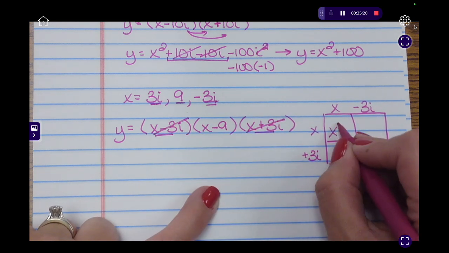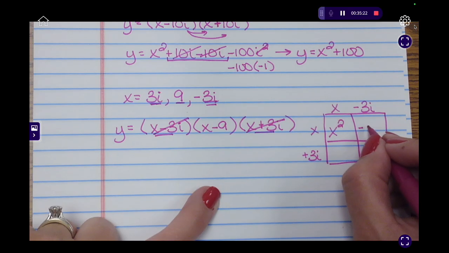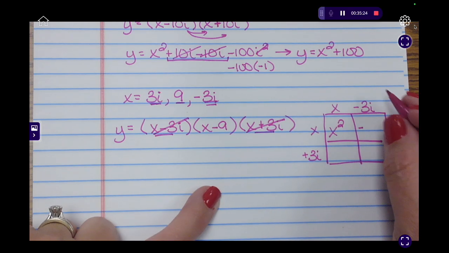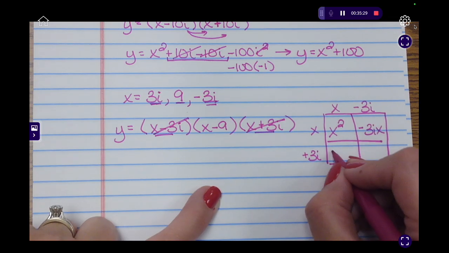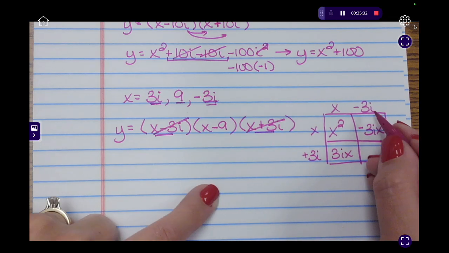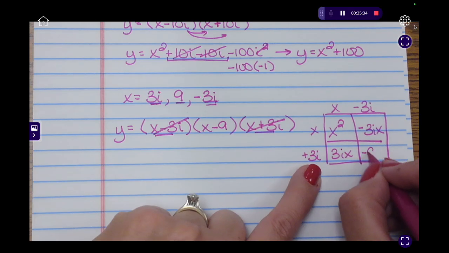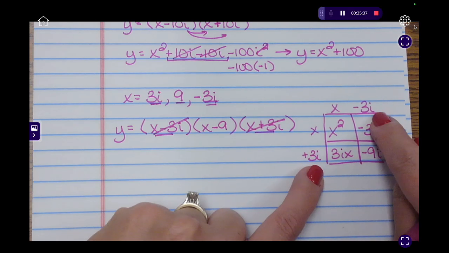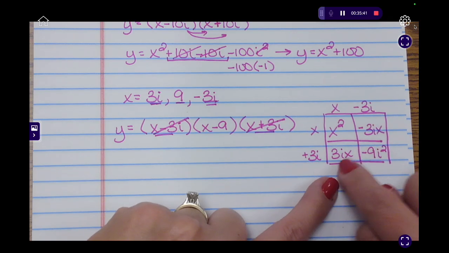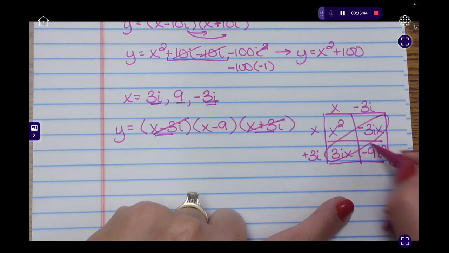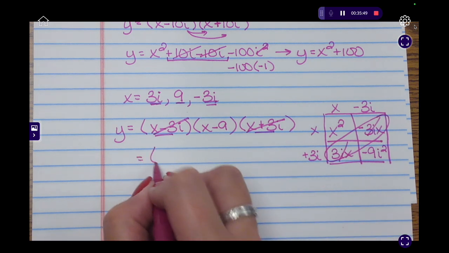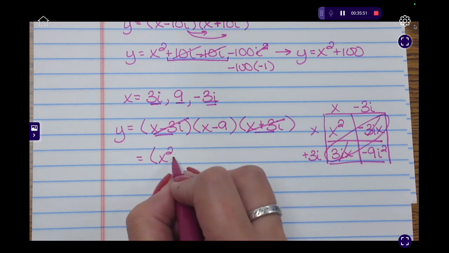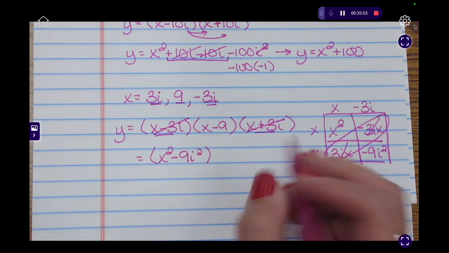So this gives me x squared, negative 3ix, sorry. Then this would give me a positive. And then here, be careful, that's a negative 9i squared. Don't forget to add your exponents. So when you're multiplying, don't forget to add those exponents. And then right here, notice, those in the middle are going to cancel out. So when I multiply these two, I am left with x squared minus 9i squared.